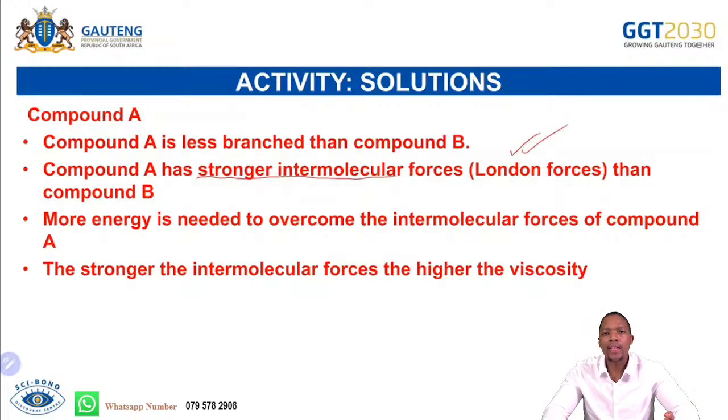Okay, and then the branching, meaning in that case they are of the same type, they have the same mass, but the branching is not the same. So in that case, again, the one that is less branched will have stronger intermolecular forces than the one that is more branched. Okay, repeat: the one that is less branched will have stronger intermolecular forces than the one that is more branched. Just think of it.